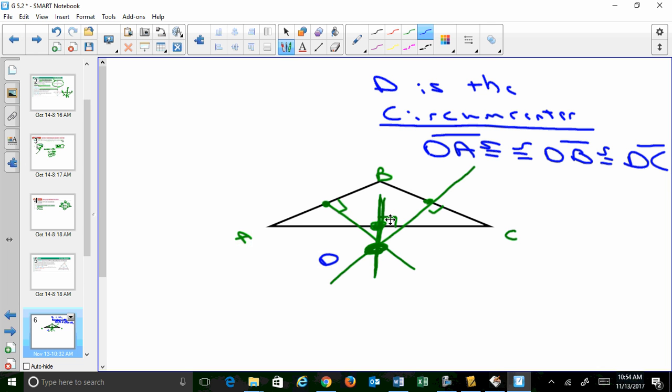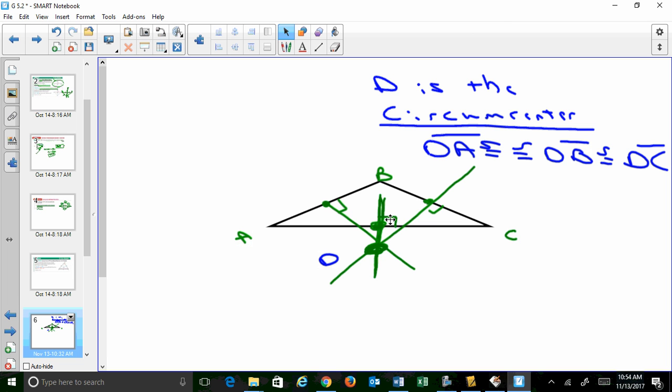So if you have three friends and they all lived at A, B, and C, where's a spot where they could meet up that's equal distance for all of them? Be at point D. And to prove it to you, I have a feeling this is not going to work out well because I freehanded it, but let me give it a try anyway.